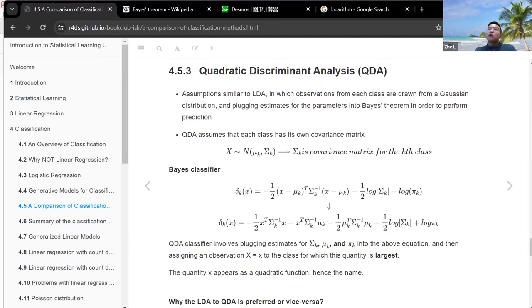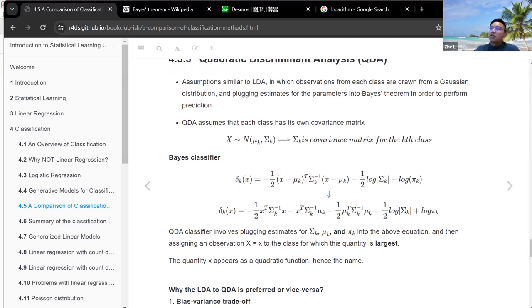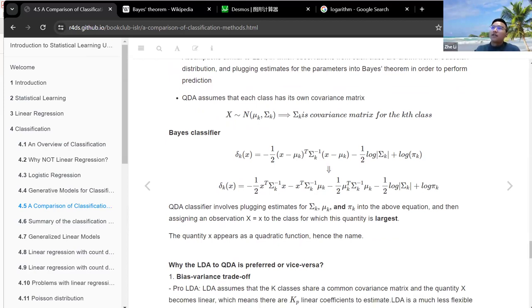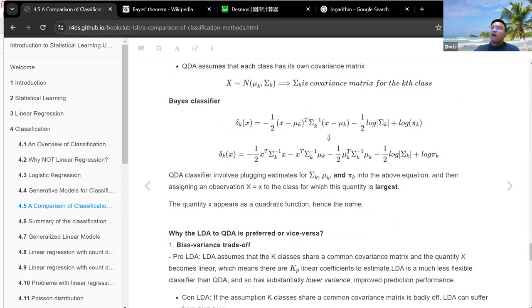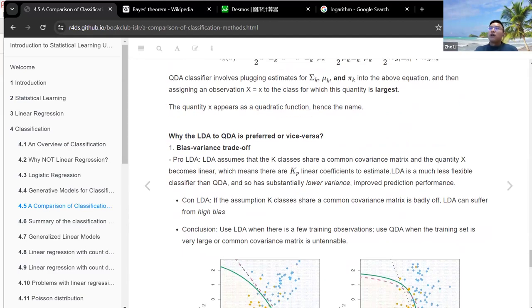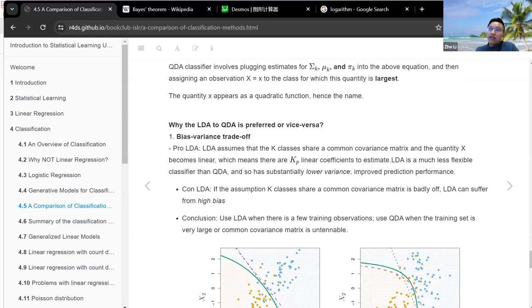And if we want to extend our linear case to the quadratic case, we can have a much more complicated formula here, but with the same underlying logic of computing the Bayes classifier. And in this case, the underlying value would be a quadratic form. And also we want to classify the case to each response for which this quantity is the largest. So here we have to ask why we would choose the QDA rather than the LDA.